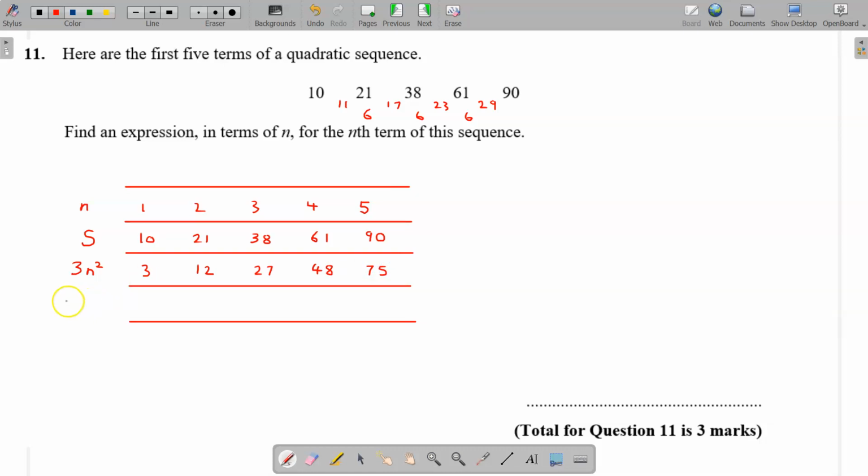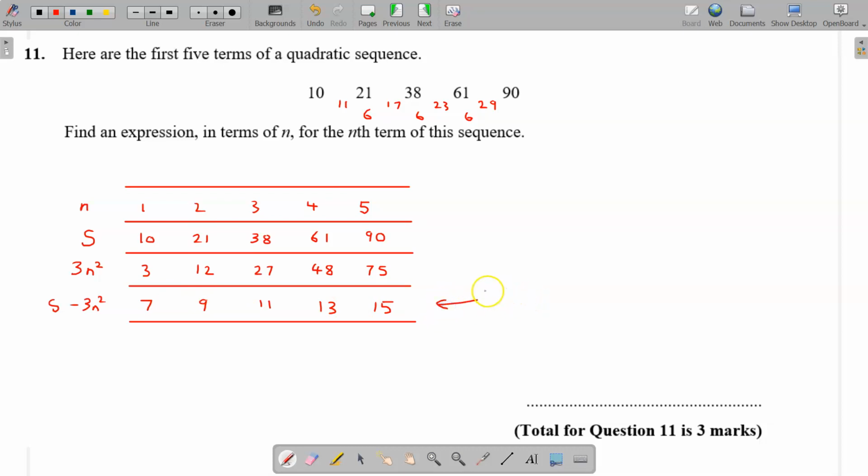Now I subtract 3n squared from the sequence. In other words, the last two rows I've just written, I subtract from each one. 10 take away 3 is 7. 21 take away 12 is 9. 38 take away 27 is 11, and so on. This should be either a constant number all the way through or an arithmetic sequence. This is an arithmetic or linear sequence because it's going up by 2s.